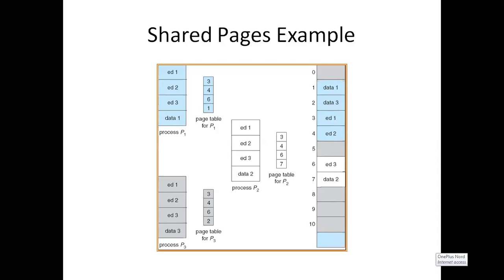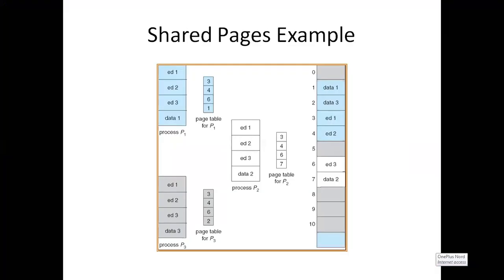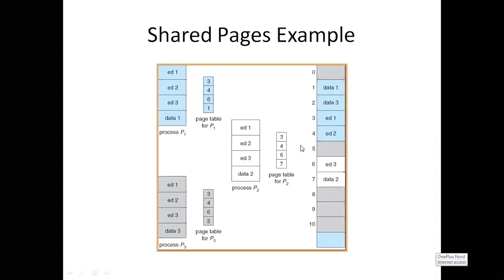Those are called shared pages. Why? Because all the three processes P1, P2 and P3 are willing to use the same pages. So whenever multiple processes are willing to use the same pages, we need not keep the pages multiple times in the frames. Did you get my point?